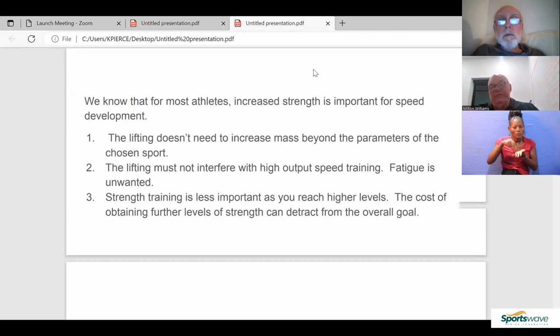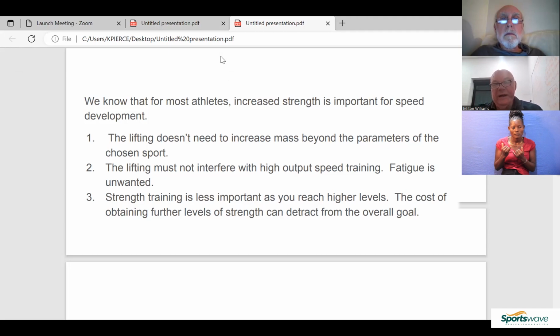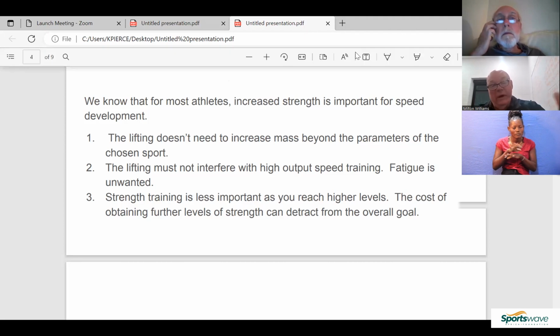And what we've really learned since then, it's relative strength that matters the most. It's king. It rules the world of athletic performance, relative strength. But here's some general rules I think you need to look at. Strength training is not everything, okay? And my number one here says the lifting doesn't need to increase mass beyond the parameters of your chosen sport.